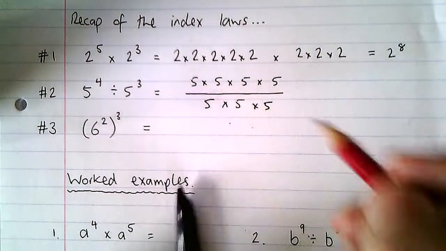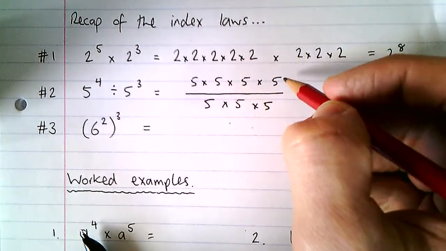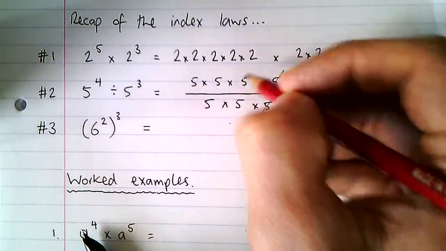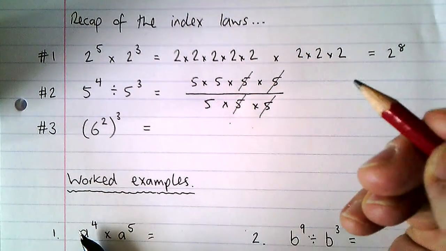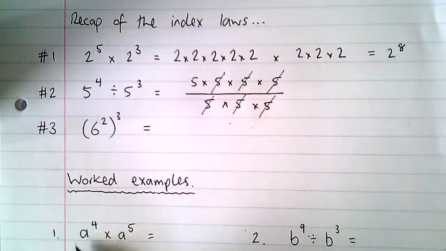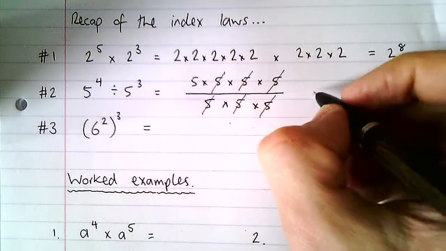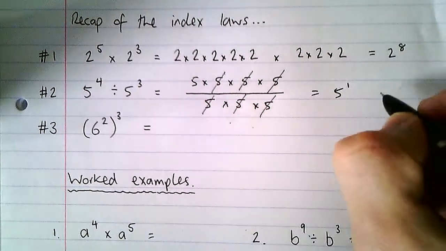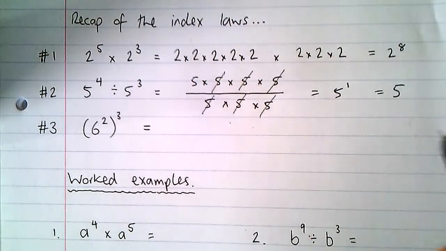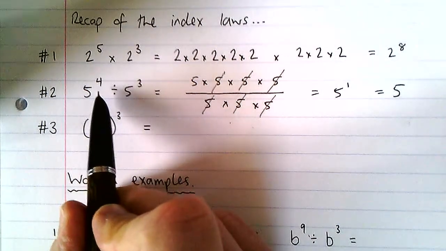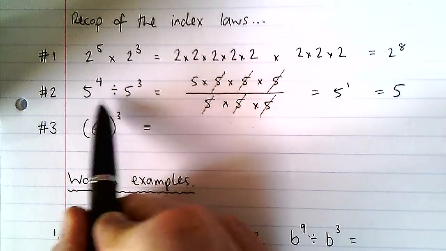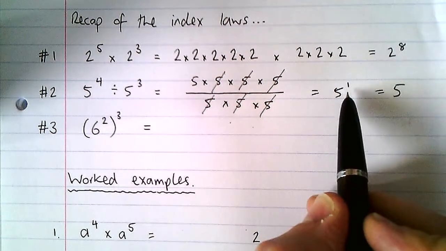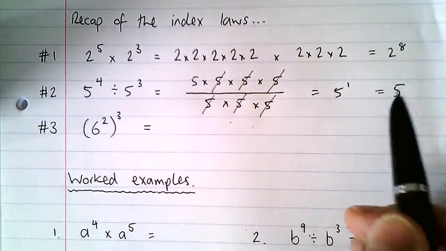Anyway, if we look at what we've got now, top and bottom, we can start cancelling some things out. So I'm going to cancel a 5 and a 5, another 5 and another 5, top and bottom, and then finally one more top and bottom. So I've got one single 5 left, like 5 to the power of 1, or just 5 if you prefer. Here, again, the rule is, if I'm dividing and the bases are the same, I subtract the powers. So 4 take away 3 gives me 1, which is here just 5.